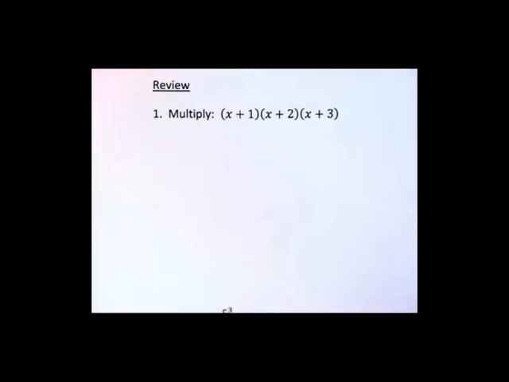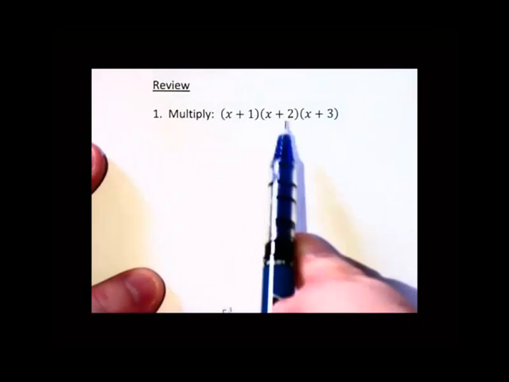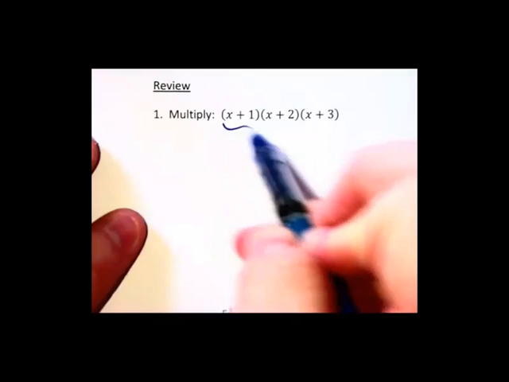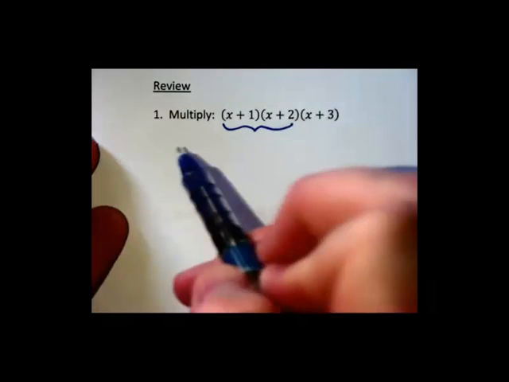This review is going to cover multiplication and addition of polynomials, as well as negative exponents, as well as the beginnings of factoring. Here we see binomial times binomial times binomial, and I'm going to begin by multiplying the first two together using the FOIL method.